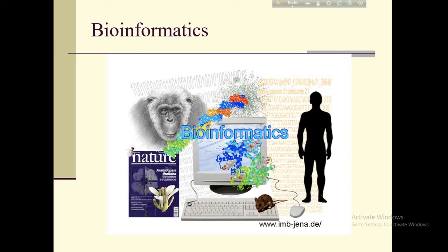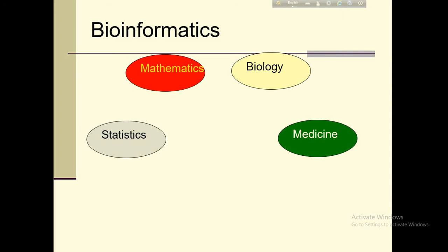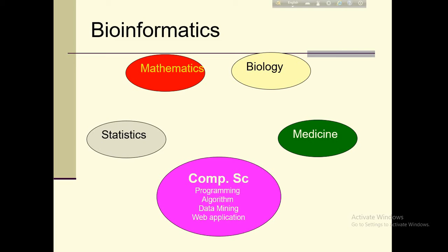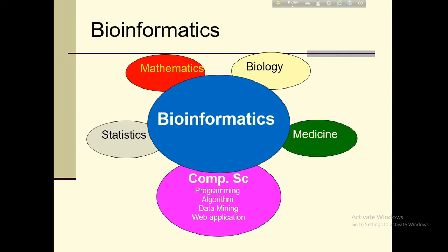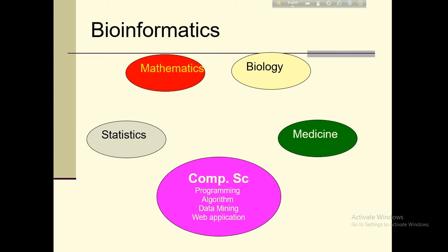Another technique is bioinformatics. What we see in this picture is mathematics. Next we see another picture, that is biology, medicine, statistics, and different fields of computer science like programming, algorithm, data mining, and web application. The combination of these subjects is bioinformatics. So bioinformatics is actually a combination of various subjects like math, biology, statistics, medicine, and different fields of computer science.